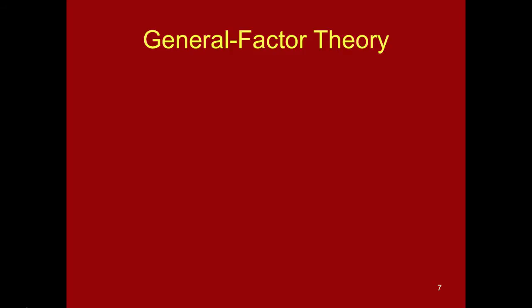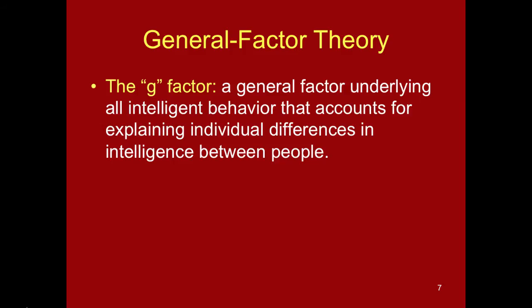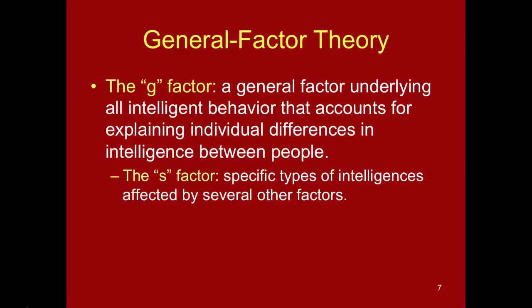Spearman's general factor theory states that there is a G factor, or a general factor underlying all intelligent behavior that accounts for explaining individual differences in intelligence between people. Although he believed this G factor was the key to intelligence, Spearman also recognized that just because a person has a high G score, it does not mean that they will score high on all types of intelligence. For example, a person may have a high G and score well on remembering a string of digits, but not do so well on assembling a puzzle. Spearman referred to these more specific intelligences as S factors, but again believed that the G factor was the most important.